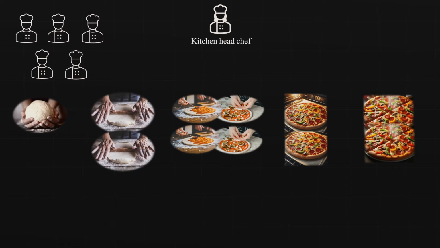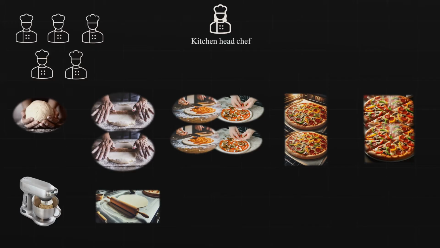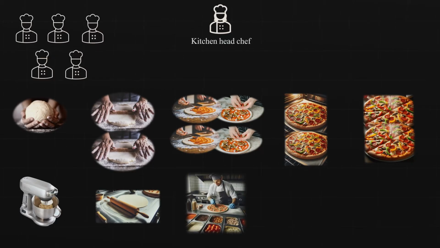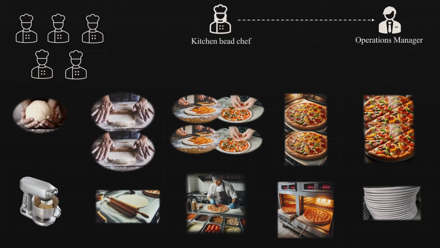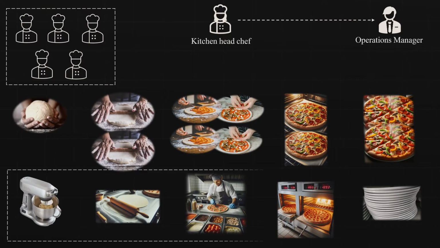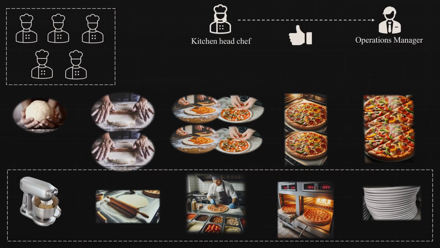Besides the line chefs, the head chef needs a dough maker to make the dough, a kitchen station to roll and flatten the dough, a kitchen station with the toppings and sauce, ovens to bake the pizzas, and then plates to finally plate the pizzas. Having the clarity of what all she needs, she reaches out to the kitchen's operations manager. It is the operations manager's responsibility to provide all the required line chefs and the utilities such as the dough maker, oven, and plates to the kitchen head chef. Once these are available, the operations manager gives a thumbs up to the head chef.